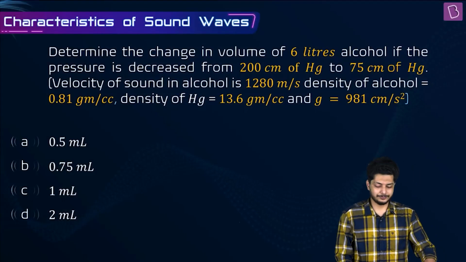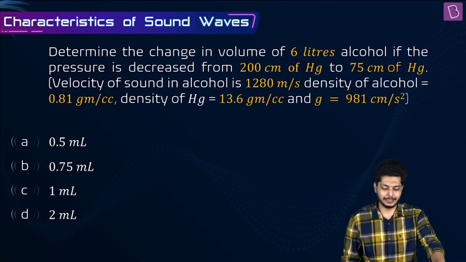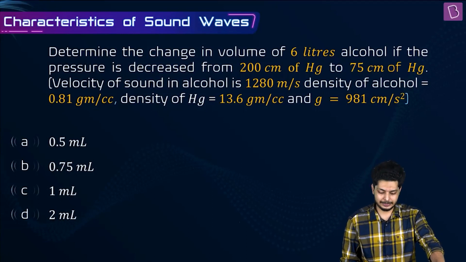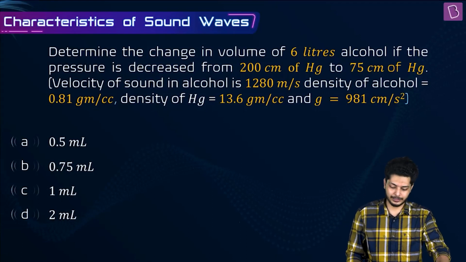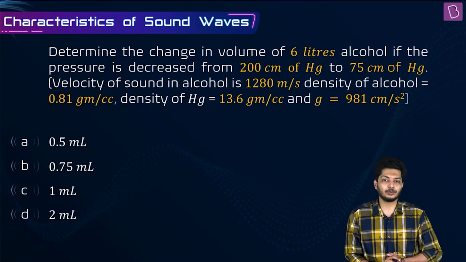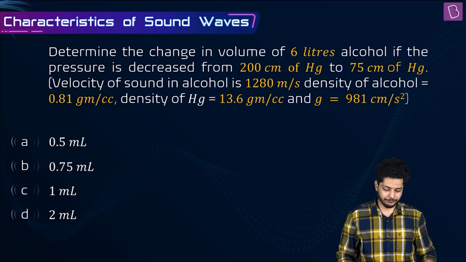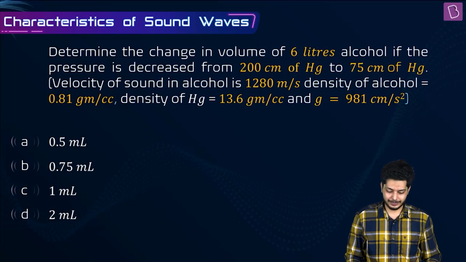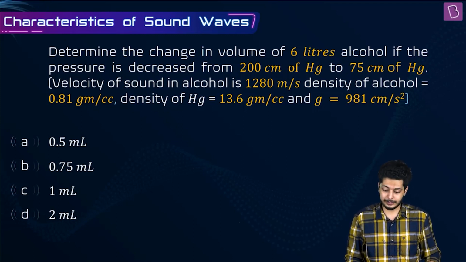Determine the change in volume of 6 liters of alcohol if the pressure is decreased from 200 centimeters of Hg to 75 centimeters of Hg. The velocity of sound in alcohol is 1280 meters per second. The density of alcohol is 0.81 gram per cc. The density of Hg is 13.6 gram per cc, and g can be taken as 981 centimeters per second square.